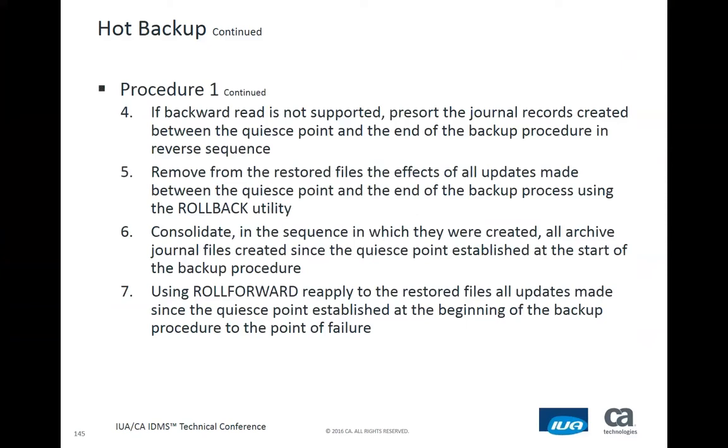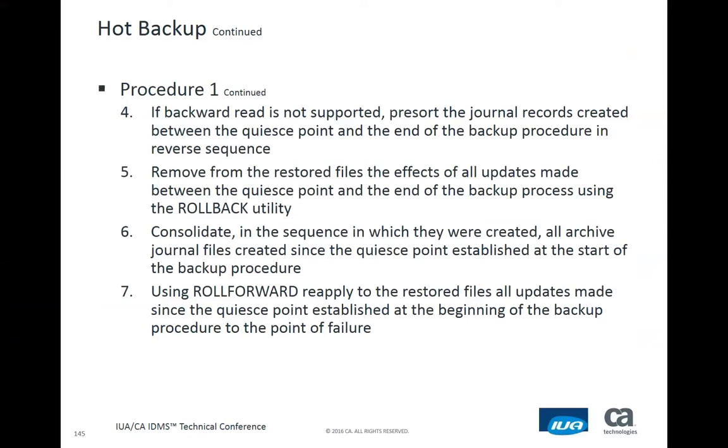Once I've got those archives consolidated into a single journal file, you're going to want to determine whether or not I can support read backwards. In other words, are they on tape? Or if they're on disk and read backwards is not supported, then you're going to want to do the pre-sort of those journal records between the Quiesce point and the end of the backup.